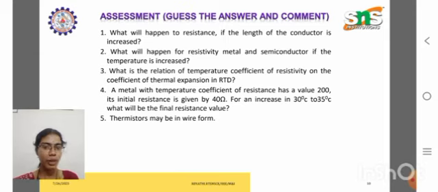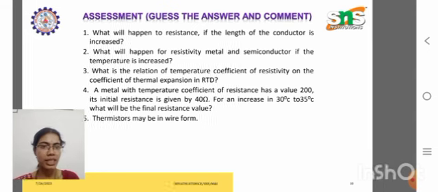Assessment. What will happen to resistance if the length of the conductor is increased? What will happen to the resistivity of metal and semiconductor if the temperature is increased? What is the relation of the temperature coefficient of resistivity to the coefficient of thermal expansion in RTD? A metal has a temperature coefficient of resistance with a value of 200. Its initial resistance is 40 ohms for an increase from 30 degrees Celsius to 35 degrees Celsius. What will be the final resistance value? Thermistors may be in wire form. Comment the answer in the comment section.